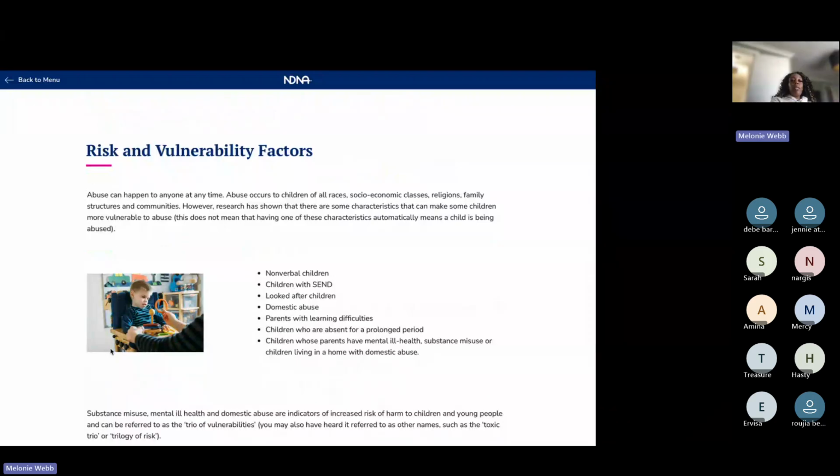Abuse can happen to anyone at any time. Abuse occurs to children of all races, socio-economic classes, religions, family structures, and communities. However, research has shown that there are some characteristics that make some children more vulnerable to abuse. This does not mean that having one of those characteristics automatically means a child is being abused.